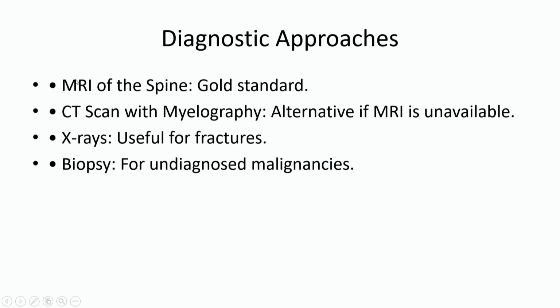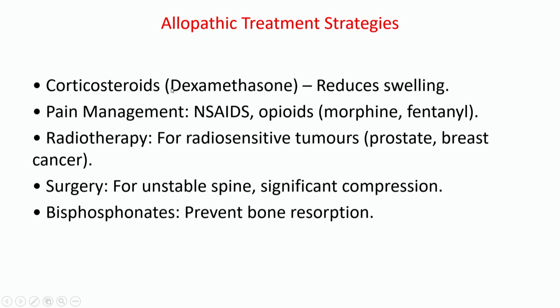The diagnostic approaches: MRI of the spine is the gold standard. CT scan with radiography is an alternative if MRI is unavailable, X-ray is useful for fractures, and biopsy for undiagnosed malignancy. These are the allopathic treatments: corticosteroid is very common for pain reduction and swelling. Pain management with non-steroidal anti-inflammatory drugs, opiates like morphine and others. Radiotherapy for radiosensitive tumors like prostate and breast cancer. Surgery for unstable spine or significant compression, and medicine to prevent bone resorption.